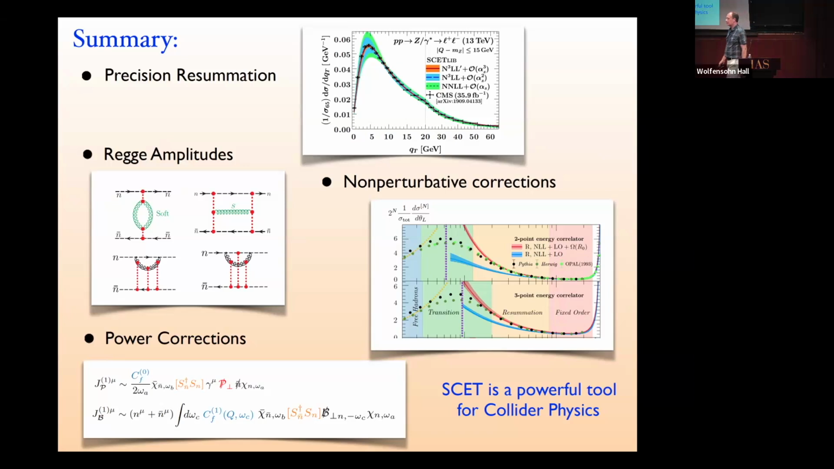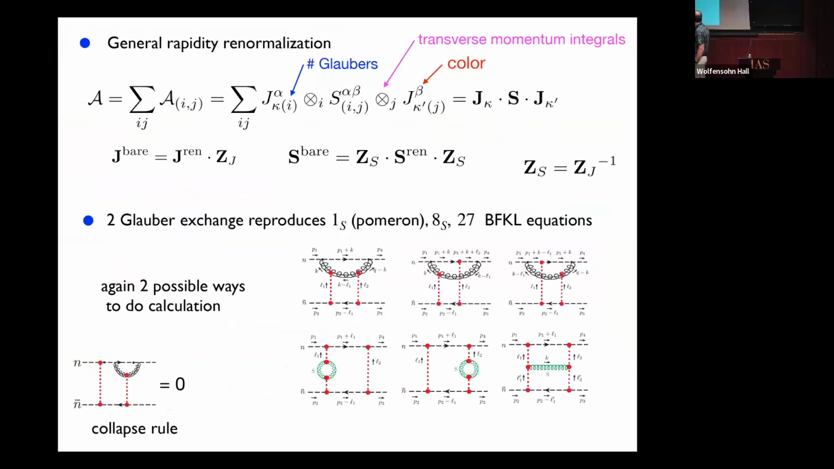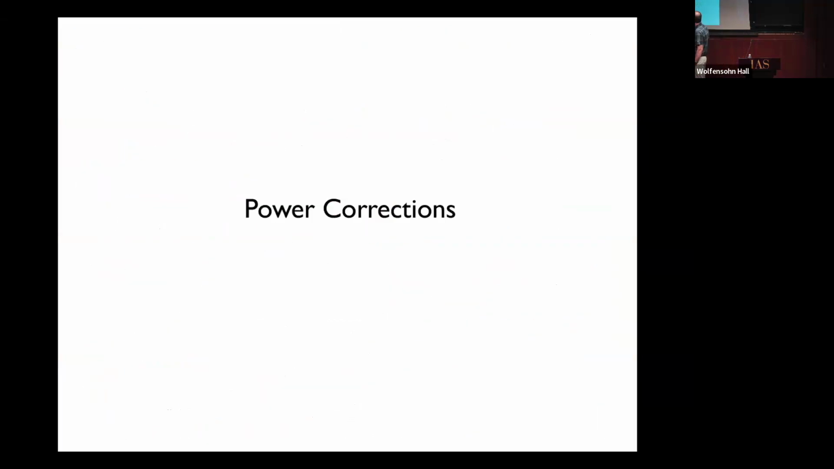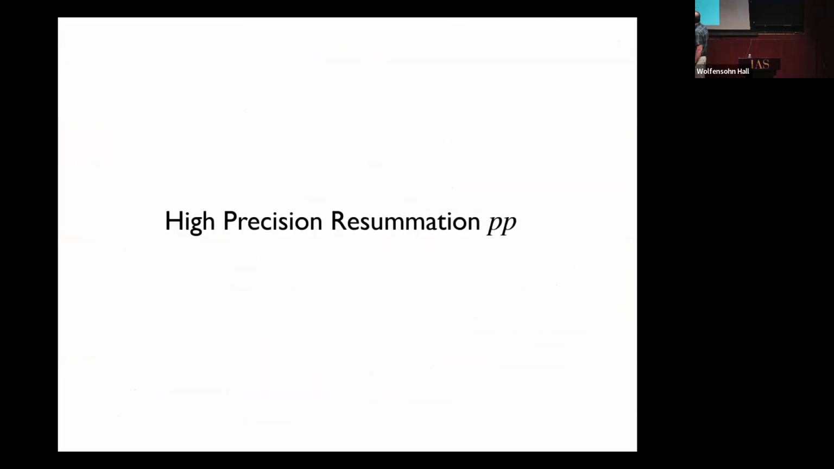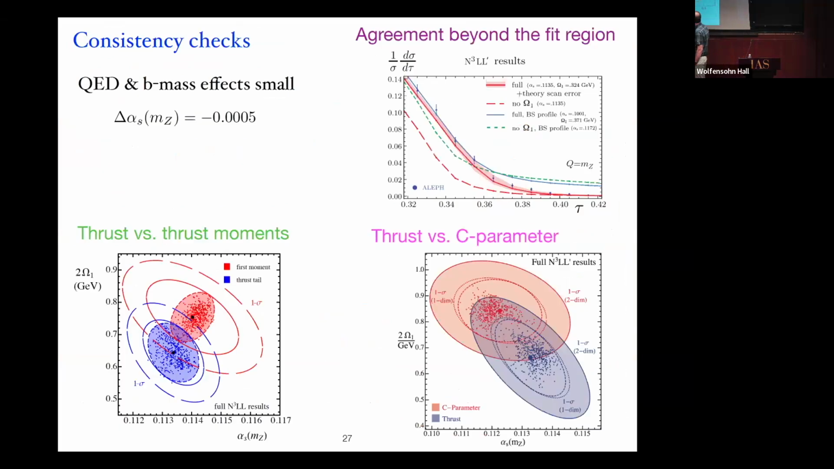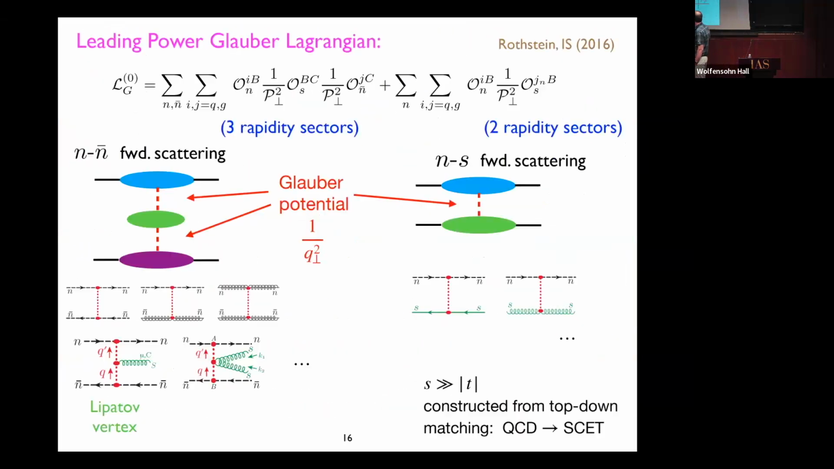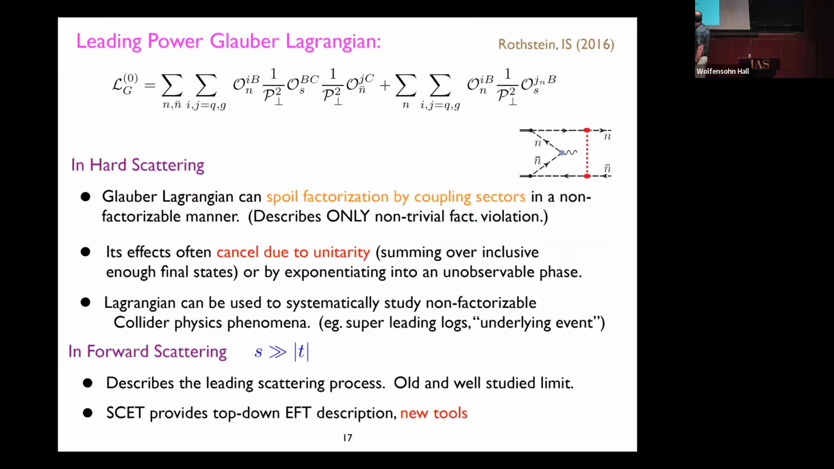Oh, yeah. I have three questions. I'll take all three of them. So first, slide 17, the Glauber Lagrangian. Yeah. Can you take it to model, say, color singlet exchange from Higgs production in vector boson fusion? Yeah. Okay, so you could see factorization violation there, for example.